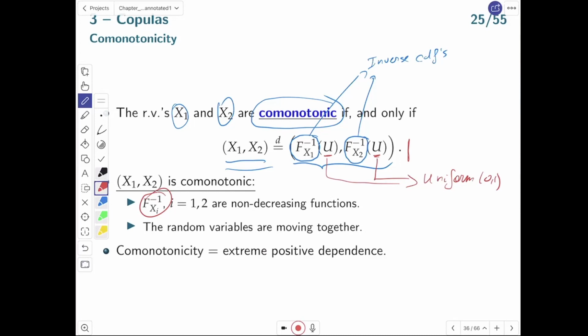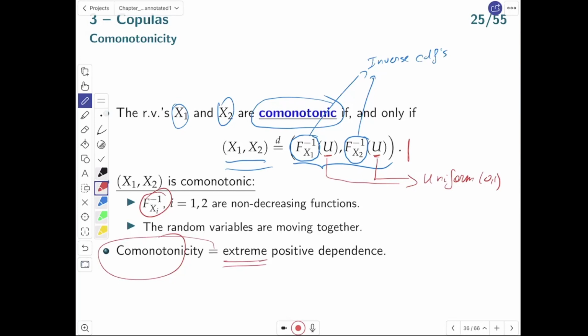So it means that in a comonotonic situation, my random vector (x1, x2) will move perfectly together. It will increase together, it will decrease together. All right? The next chapter, which we will start next week, will deal only with this concept of comonotonicity. But here is just a small introduction. So comonotonicity is a very extreme case of positive dependence.